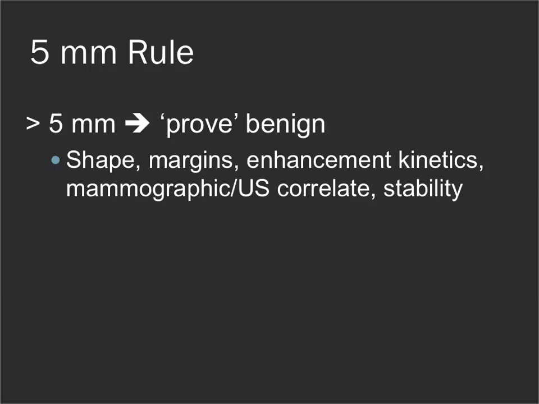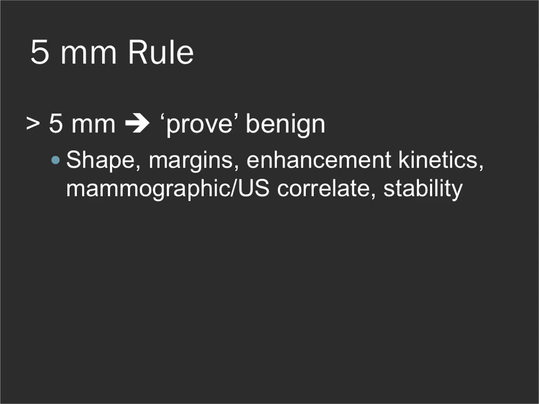I kind of like this rule, the 5 millimeter rule. If it's bigger than 5 millimeters, it's got to prove it's benign in some way, whereas if it's smaller than 5 millimeters, it's got to kind of prove it's malignant. So you're going to use the shape, the margins, the kinetics, the enhancement, whether there's a mammographic or ultrasound correlate, whether there's stability, and so on.